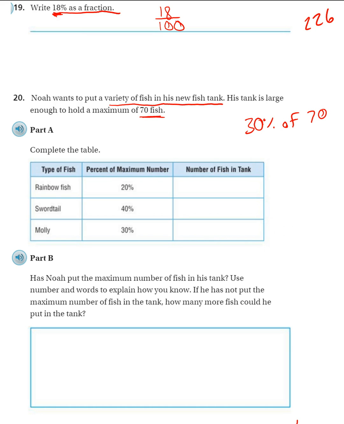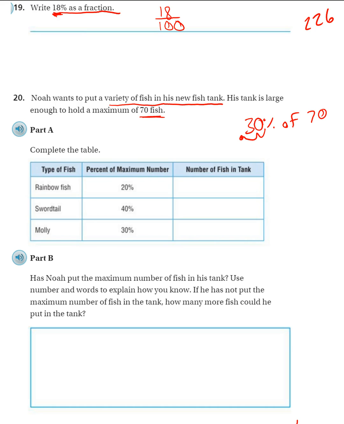All right, so that'll fill in your table. And again, you're just changing the percent to a decimal. My favorite way of doing it anyways. You don't have to do it this way. I've shown you multiple other ways to do it. And then you do your multiplication. So this is the 30% one, so this answer is going to tell you how many molly fish.